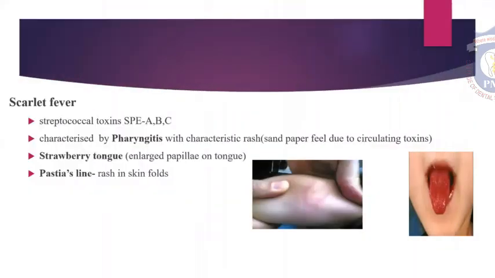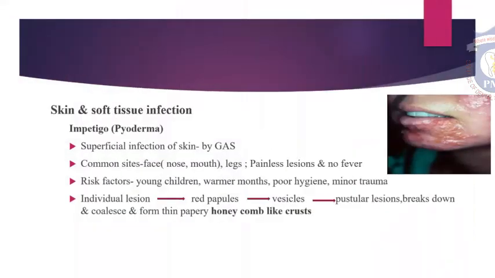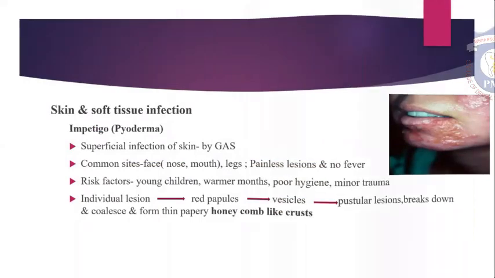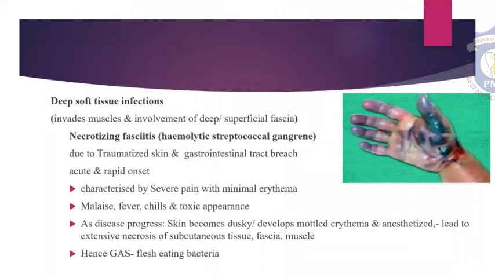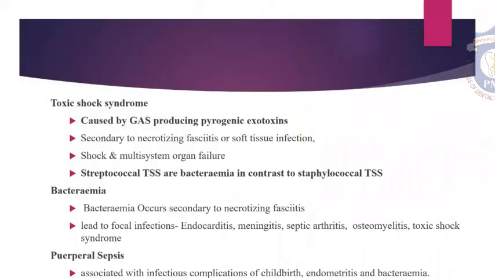Next we discussed scarlet fever. It is characterized by pharyngitis with a characteristic rash. The two manifestations under this are strawberry tongue and Pastia's lines. Next we discussed skin and soft tissue infection, under which we discussed impetigo, cellulitis and erysipelas. Next is deep soft tissue infection, which invades muscles and involves deep or superficial fascia. Under that, we discussed necrotizing fasciitis. Later, toxic shock syndrome, bacteremia, and puerperal sepsis.